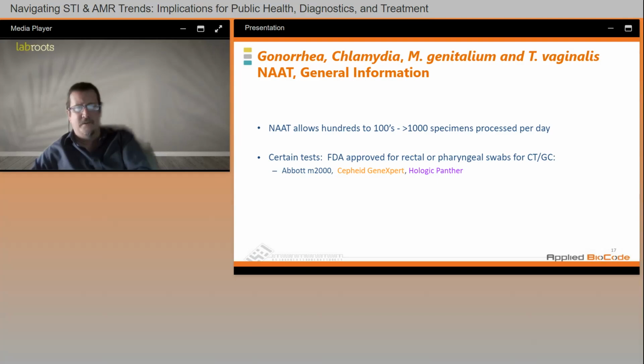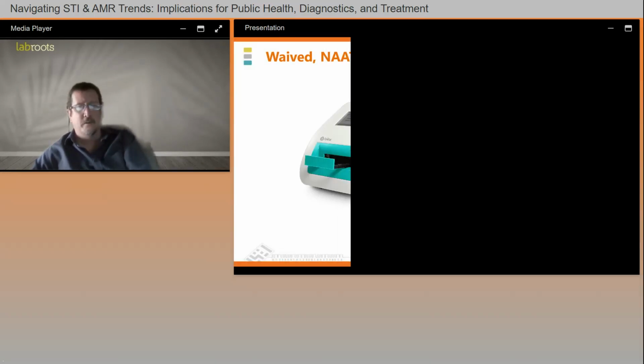On the Abbott M2000, the GeneXpert, and the Hologic Panther, you can actually get rectal or pharyngeal testing. So if you're in a community or jurisdiction where you might have a large MSM, men who have sex with men, population, these would be of critical importance. But in any population, they would be important.